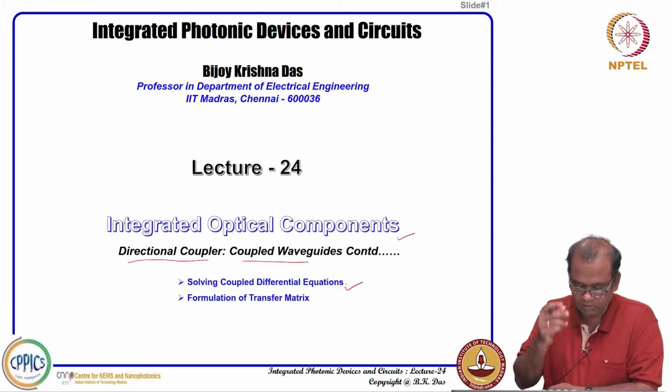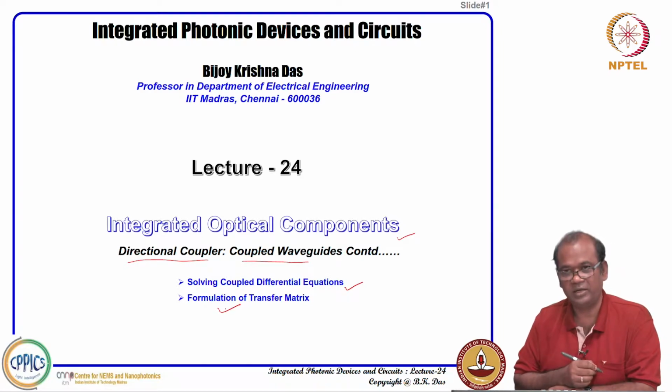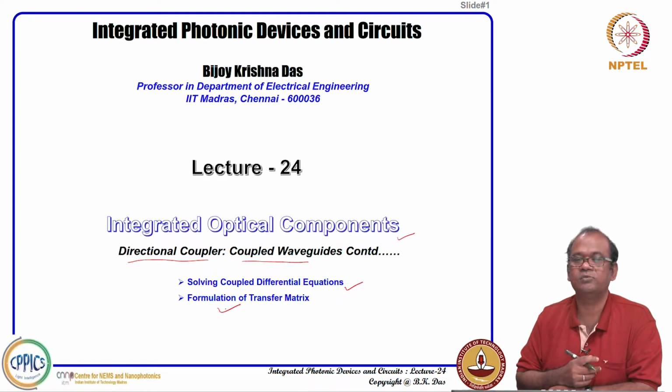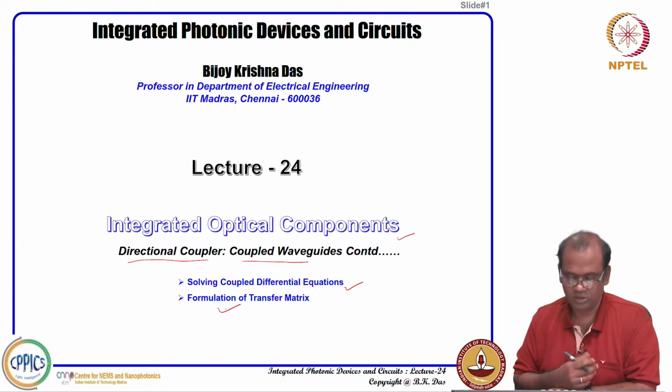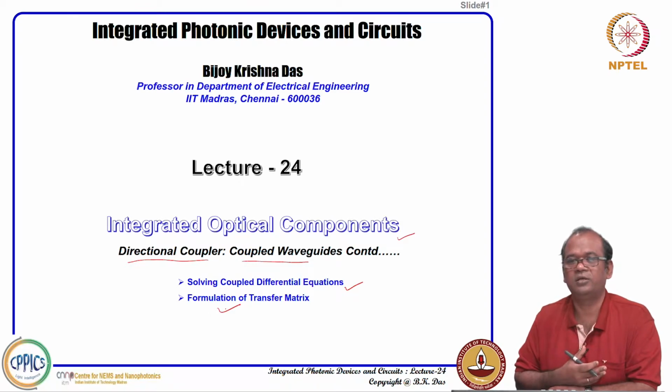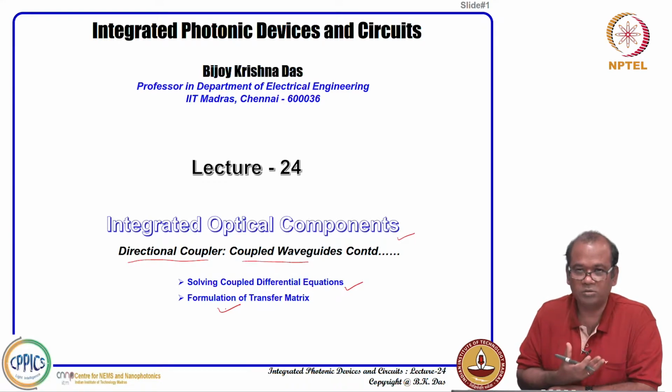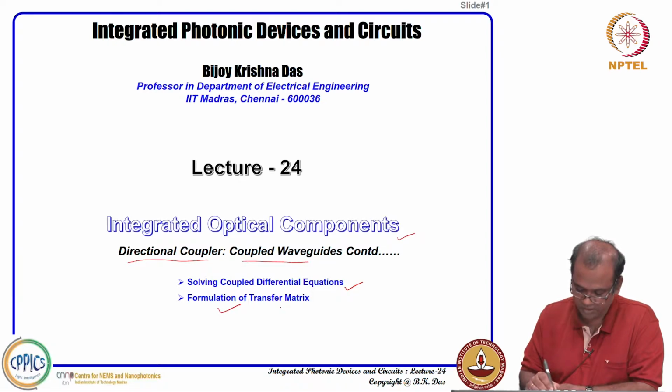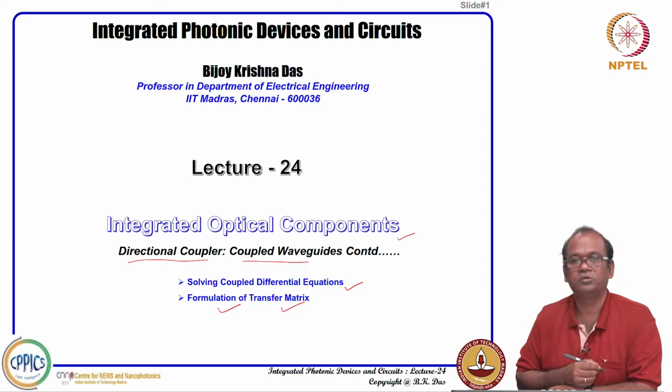And finally, I will discuss how to formulate a transfer matrix, because this transfer matrix is the one we can use for circuit simulations. The directional coupler is an important component for photonic integrated circuits. It is used for many circuit demonstrations, so it is an important circuit element. For circuit simulation, this transfer matrix is a very important formalism, and we will be discussing that.